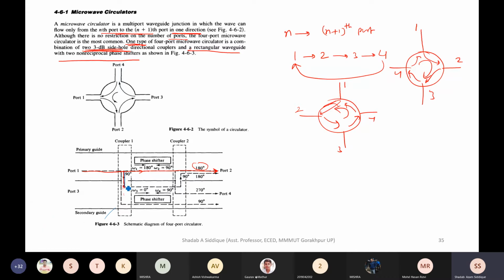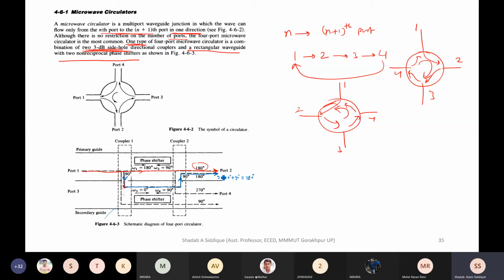So suppose this line which is coming here with 90-degree phase shift, this line is going forward, which gives you omega 3 which is equal to 0 degree, and it comes here and goes to this directional coupler again. So again it gets this 90-degree phase shift. So 90 plus 0 plus 90. So this wave, 90 plus 0 degree plus 90 degree again, will give you 180-degree phase shift.